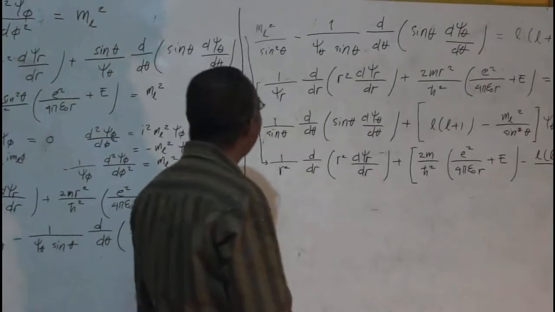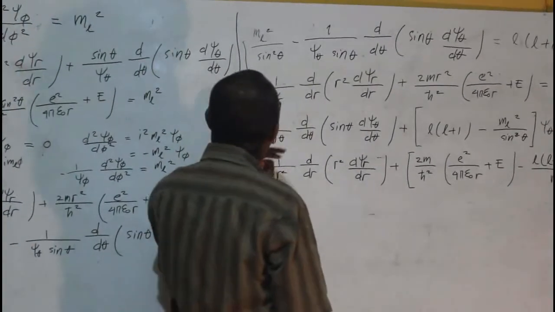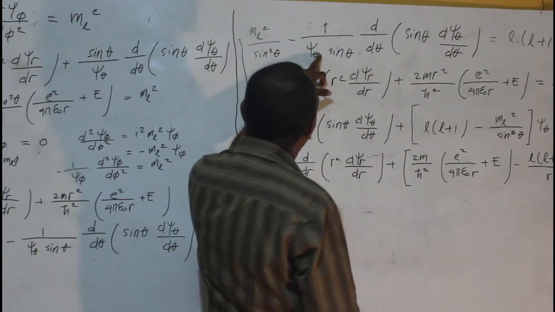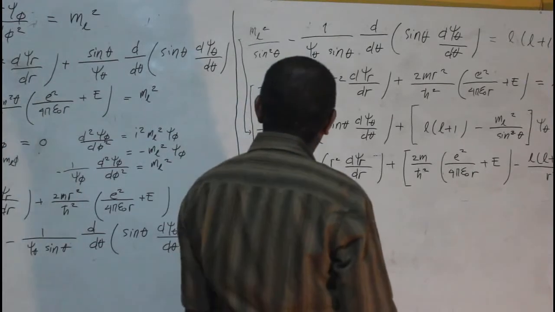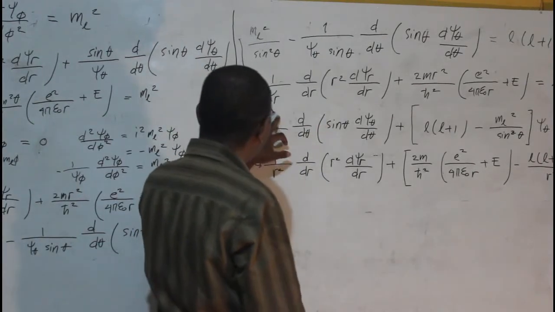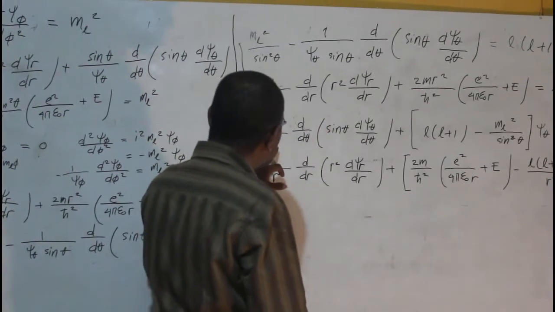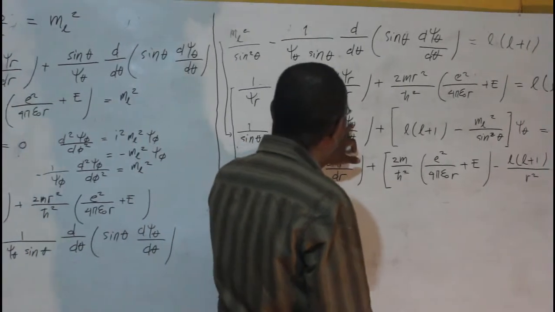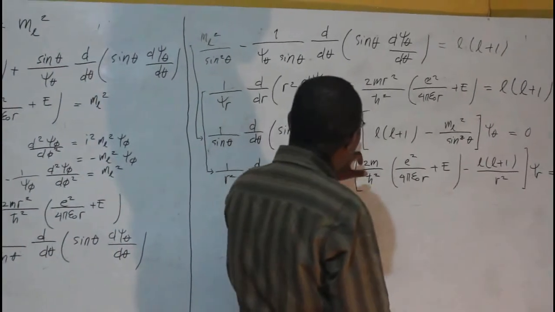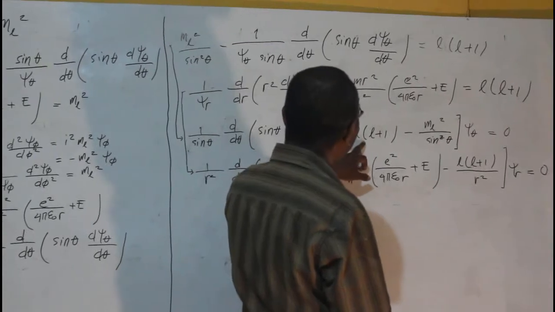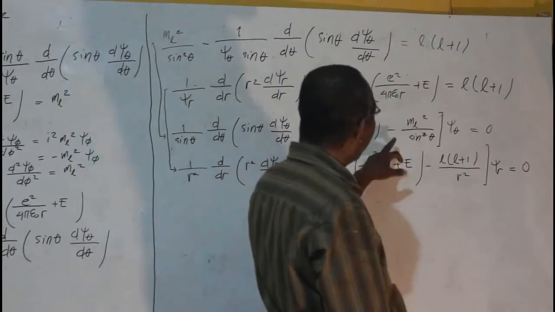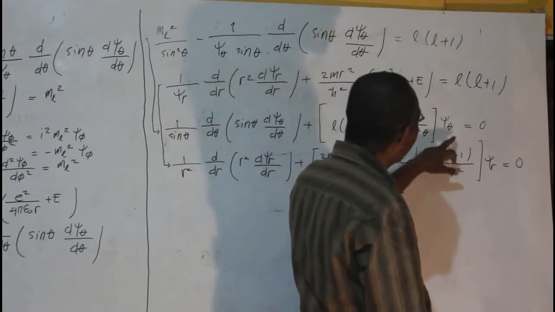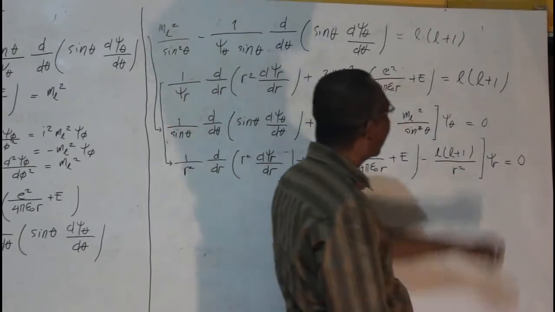Okay? If we multiply this equation by ψθ, we find 1 over sinθ times d/dθ of sinθ dψθ/dθ plus [L(L+1) minus ml² over sin²θ] times ψθ equals 0.